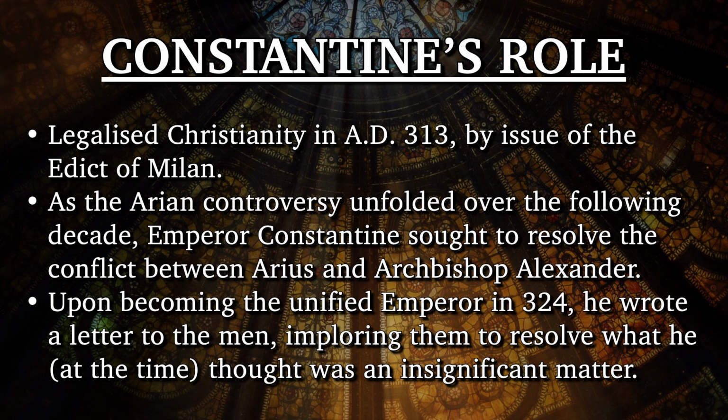But anyway, in 324, when he becomes unified emperor, like I mentioned earlier, he writes a letter to both of those men, to both Arius and to Alexander, essentially imploring them to resolve this issue. And as I mentioned, he at the time thought it was a rather insignificant issue. They both were honouring Christ as God. They both held him in high esteem. They both were proclaiming the gospel, and so on, all surface level things, of course. So the significance of the issue he didn't really understand, right?